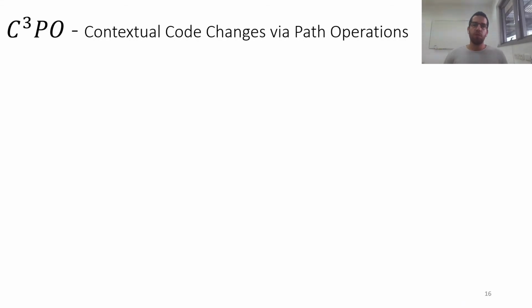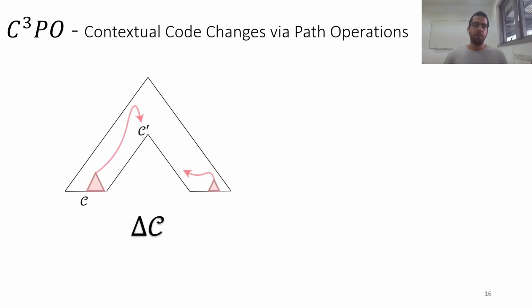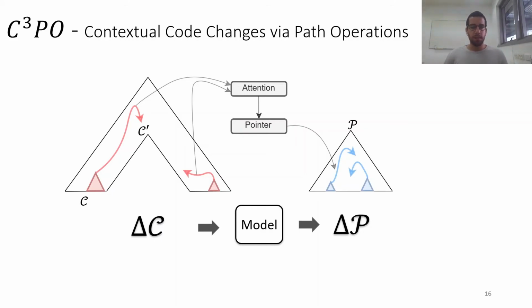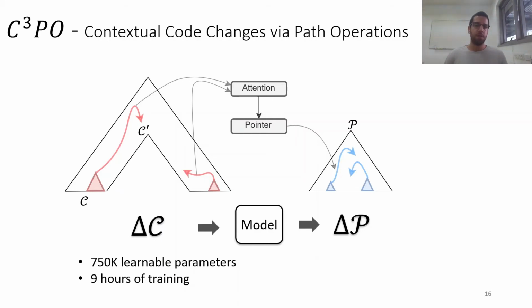We implemented our approach for edit completion in a neural model called C3PO, short for Contextual Code Changes via Path Operations. The input for the model is a sequence of AST paths that represent the contextual changes. The model uses a pointer network to point to AST paths in P, which represent valid edit operations. The model also attends to the paths that represent changes in the context while pointing to paths in P. Our model is lightweight and contains only 750,000 learnable parameters, which result in a fast training phase of only 9 hours of training.